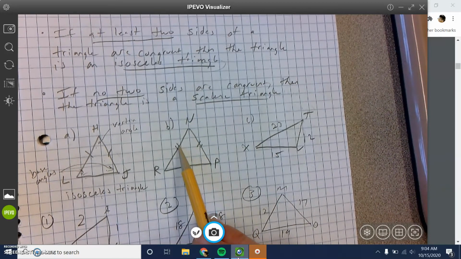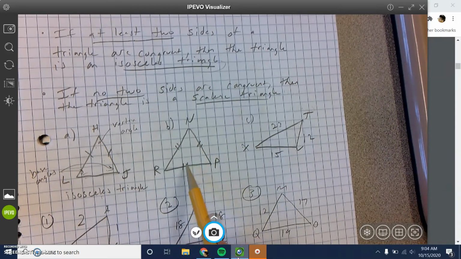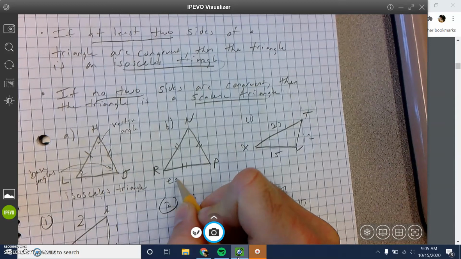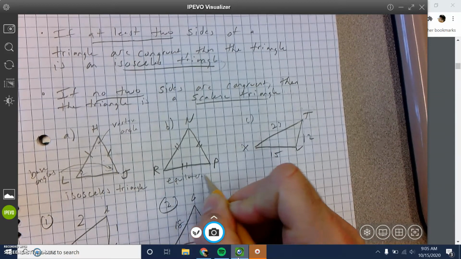B, what is this? Oh, two marks, all the same mark on every side. So this is an equilateral triangle.